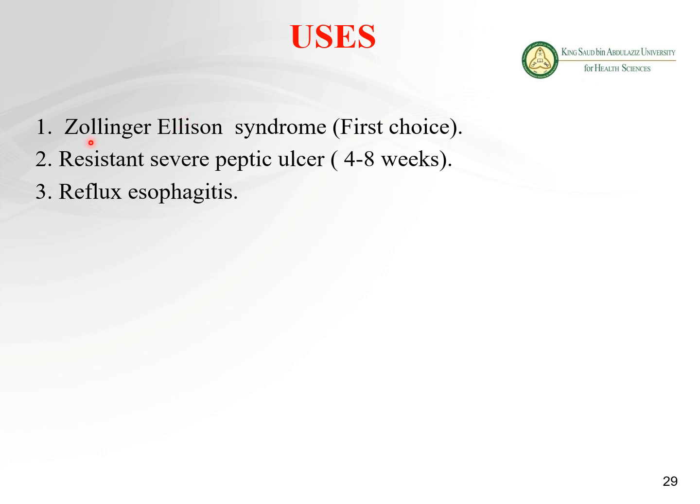Uses: Zollinger-Ellison syndrome, where it is the first choice. We can also use H2 receptor blockers, but for that purpose we have to use large doses. So this is the first choice for Zollinger-Ellison syndrome or gastrinoma. Resistant or severe peptic ulcer, we can use it for 4 to 8 weeks. And reflux esophagitis, when the gastric contents come back into the esophagus because of a blockade of the pyloric sphincter or any other reasons.